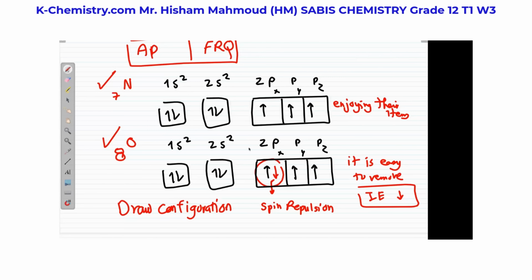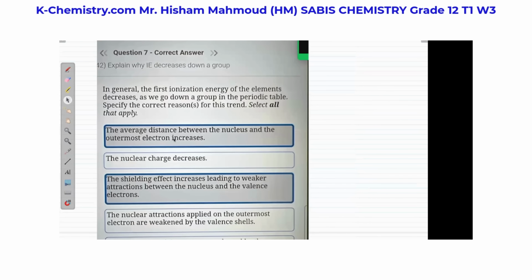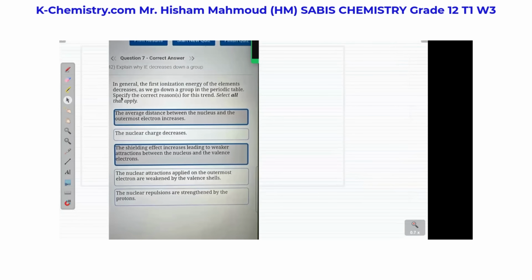Okay, next question is question number 7. Generally, the first ionization energy of the elements decreases as we go down a group. Why is that?